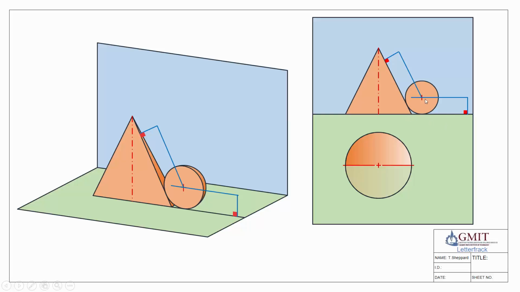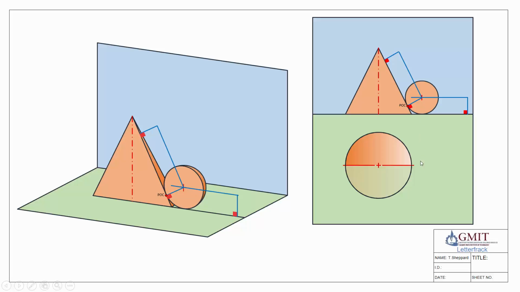So that's our object like so. To find the point of contact, we draw our line perpendicular to the edge of the cone, and that locates our point of contact. So that's our front elevation solved for our two solids.